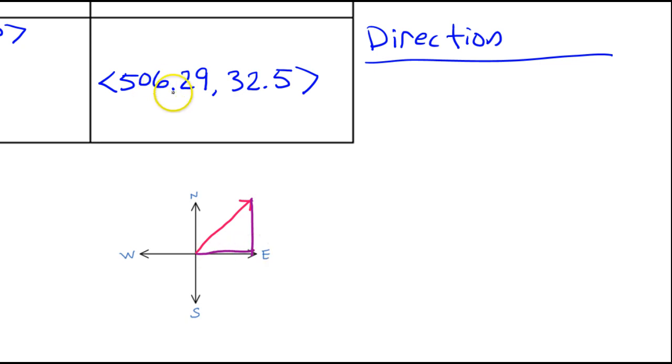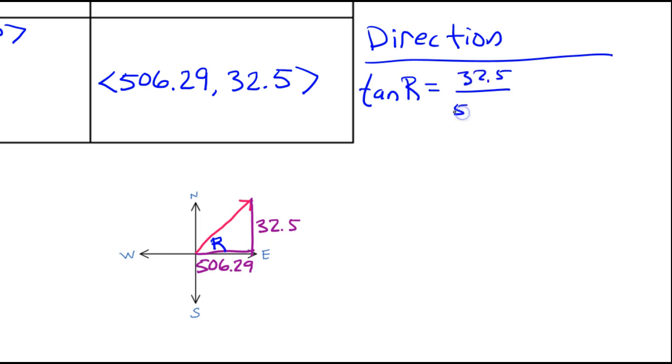Okay, 506.29, that's the horizontal. 32.5, that's the vertical. All right, obviously this drawing is not to scale. We can use this drawing to find the reference angle R, because the tangent of this reference angle should be 32.5 over 506.29. So the angle itself should be the inverse tangent of the fraction.